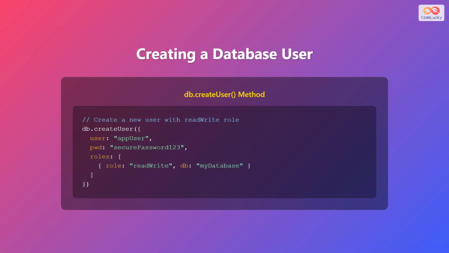To create a database user in MongoDB, you can use the db.createUser method. Here's an example: db.createUser({user: "appUser", pwd: "securePassword123", roles: [{role: "readWrite", db: "myDatabase"}]}). This command creates a new user named appUser with the password securePassword123 and assigns the readWrite role on the myDatabase database.